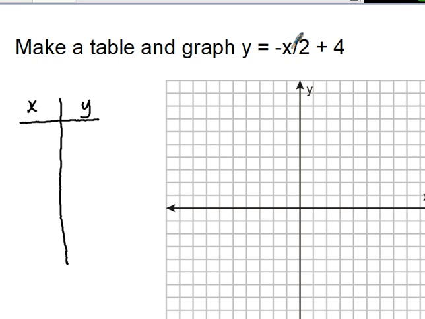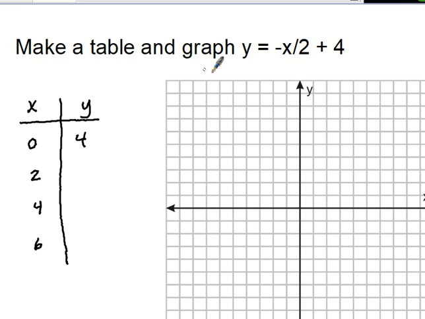Now I'm noticing in this particular equation, my x is getting divided by 2. So to make my math a little bit easier, I'm going to pick even numbers so that I don't have to deal with decimals when I'm doing my calculations. So the first value of x I'll pick is 0, then I'll pick 2, then I'll pick 4, and then I'll pick 6. So when I plug 0 in, a negative 0 divided by 2 is just a 0, plus 4 gives me a value of 4 for y.